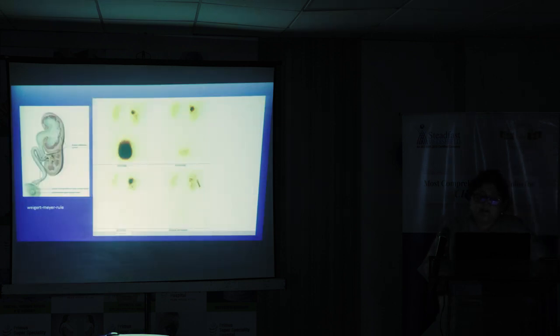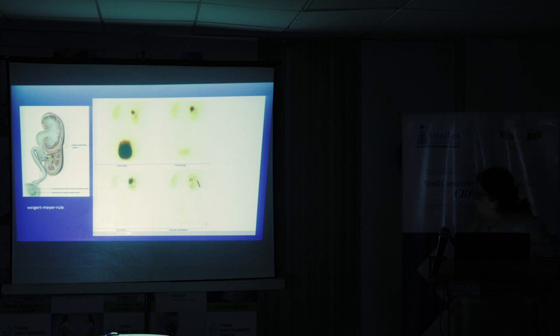So this is the Wigert-Meyer rule, which says that in a duplex kidney, the upper moiety is drained by the ureter which actually opens below the lower moiety ureter, and the upper moiety is usually obstructed, and it is the lower moiety which has a reflux. It is often the upper moiety which gets obstructed, mainly because its ureter crosses the lower moiety ureter.